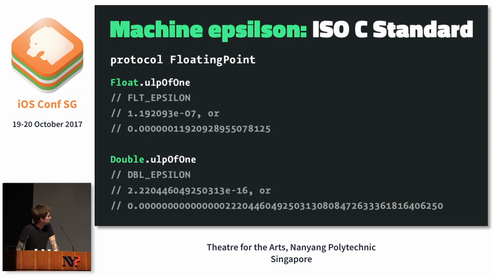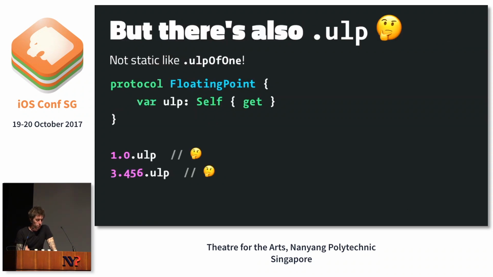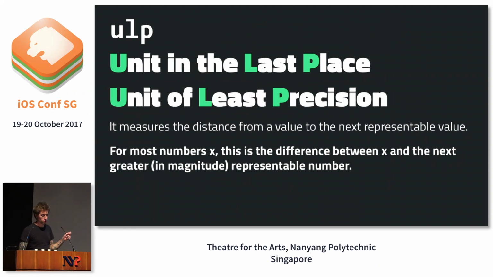It's these numbers, okay? But if we look a little further in the docs, right next to ulpOfOne, we'll see ulp. But this isn't a constant. It's not static. It's a computed property. So you can say 1.0.ulp, 3.456.ulp. What does that even mean? Okay, ULP stands for unit in the last place or unit of least precision. So it measures the distance from a value to the next representable value. So just like ulpOfOne, it was measuring the distance between 1 and the next greater representable number. This is for any value.